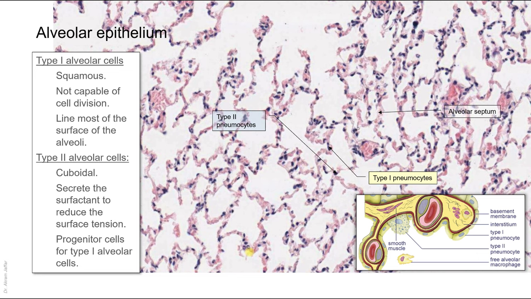These type 2 alveolar cells can act as progenitor cells for type 1 alveolar cells because they can undergo cell division and replace the damaged type 1 alveolar cells. But not only that, they produce a substance which is called the surfactant that is produced on the surface here of the alveoli. And this surfactant will reduce the surface tension and prevent the collapse of the alveoli. This surfactant is produced during fetal life by the 35th week of development onwards, and that's why in premature infants the amount of surfactant might not be enough to prevent the collapse of alveoli, and so they might undergo what we call neonatal respiratory distress syndrome.